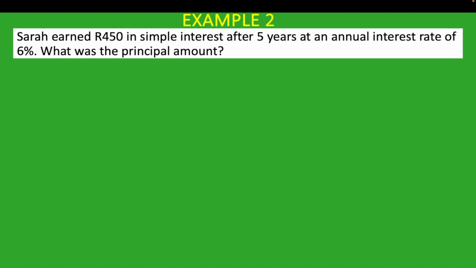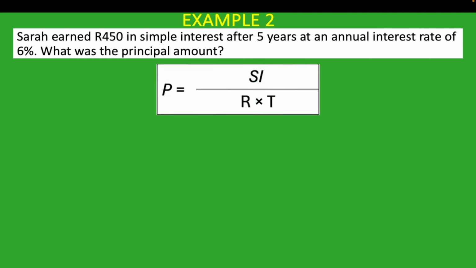And so let's bring up our formula for the principal amount. How do we calculate that? Well, we know for a fact that the simple interest is going to be our numerator, and then our rate of interest and our time period would be the denominator, as we saw earlier. And so this is our formula. The principal amount will be the simple interest divided by the rate times the time period.